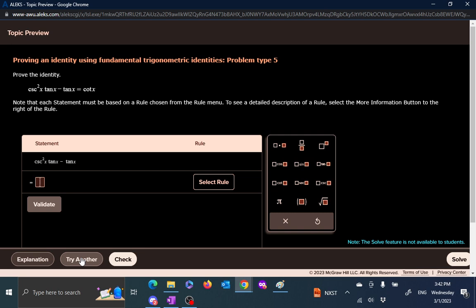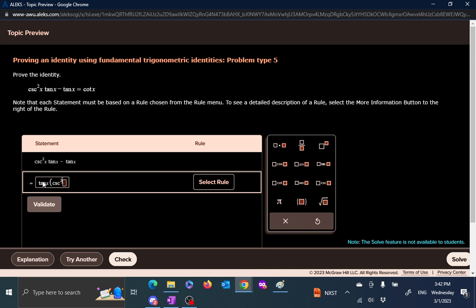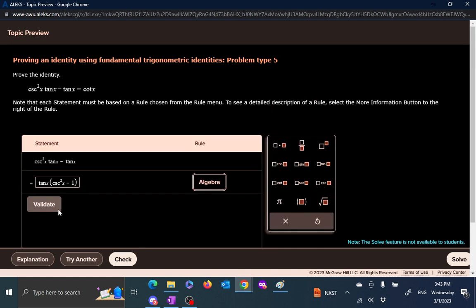Cosecant squared tan x minus tan x is cotan x. Again, try on paper and come here and do things one step at a time. So what I can do here, I see a common factor. Let's see if we can get anything out of that. Tangent of x is common, and then cosecant square of x minus 1. So that's just factorization, that is algebra.